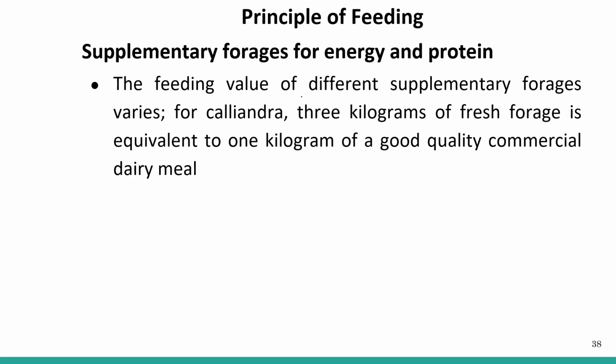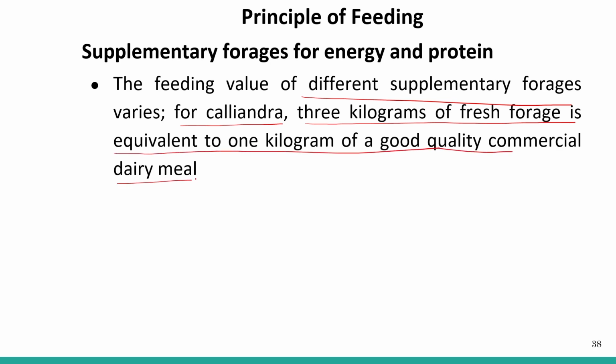The feeding value of the different supplementary forage varies. For calliandra, 3 kilograms of fresh forage is equivalent to 1 kilogram of good quality commercial dairy meal. So this is one example showing that 3 kilograms of fresh forage is equivalent to 1 kilogram of good quality commercial dairy meal. If you are using commercial dairy meal, you can use just 1 kilogram. But if you are using calliandra, then you have to use 3 kilograms of fresh forage. So this is the difference.